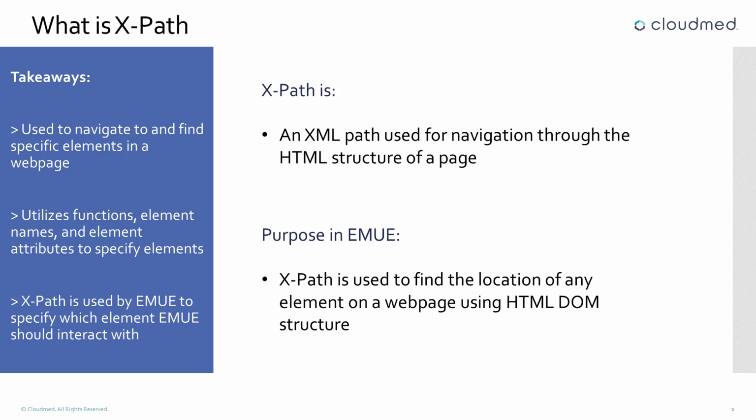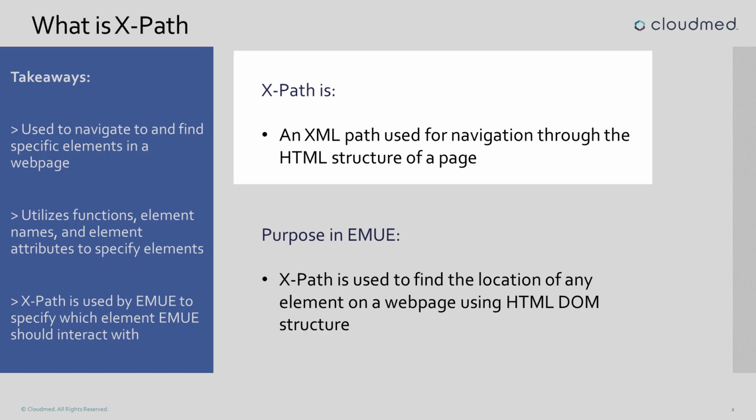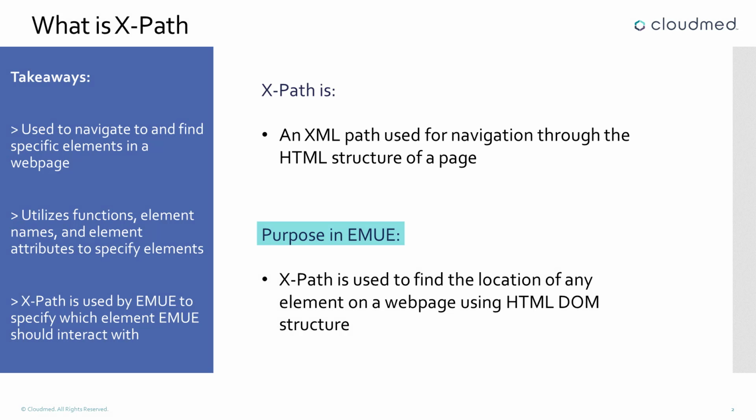So what is XPath? XPath is an XML path used to navigate through an HTML structure page. It's used whenever we are using Emu to web script. Each web page has an underlying HTML page, and that HTML page is made out of elements. Each one of these elements could be a button, text, whatever. Each one of those elements has specific attributes. XPath uses those attributes to pick that element.